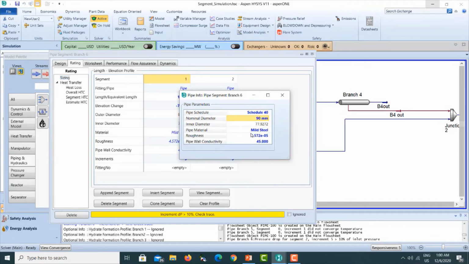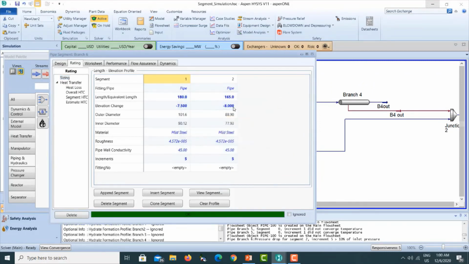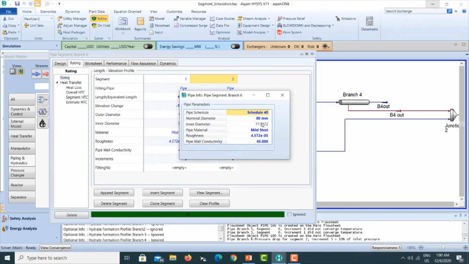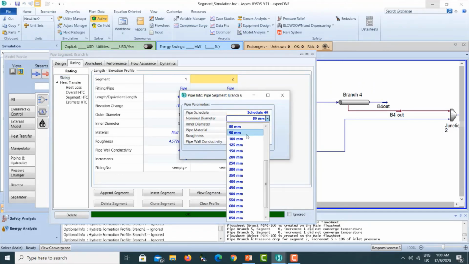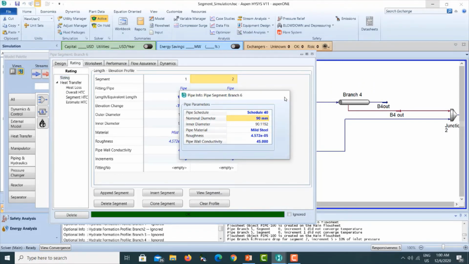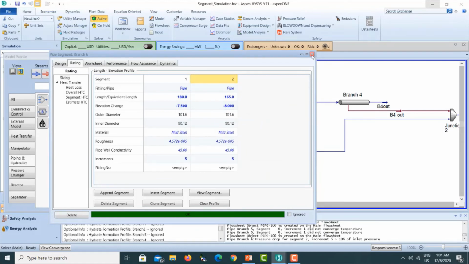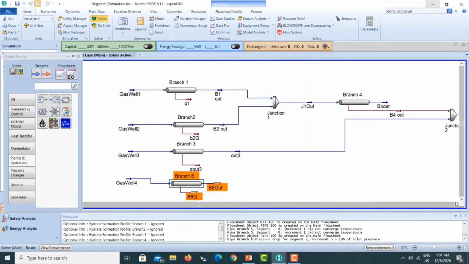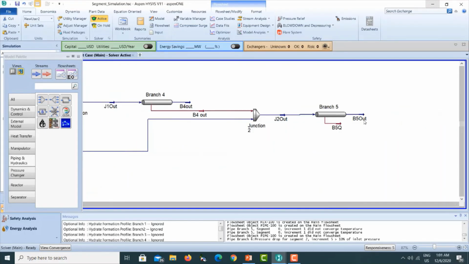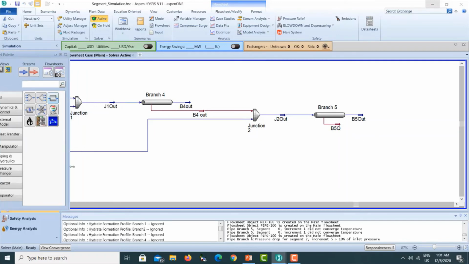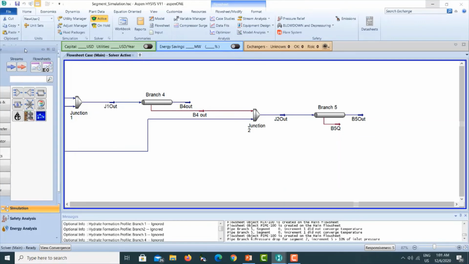It is 90. Yeah, 90 will work. And even for pipe 2, again 90. Okay, you need to do a little bit modification sometimes because the pressure drop is a problem here. Right, so we're done with branch 6, which is sorted here.